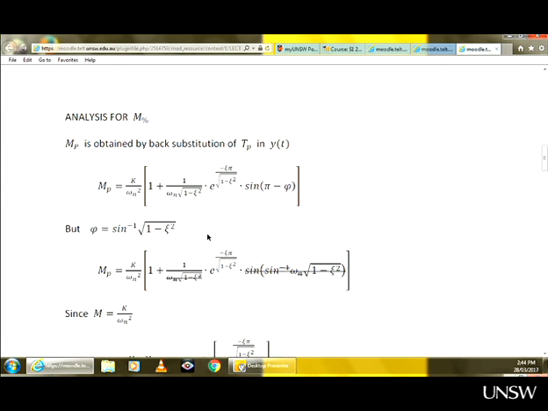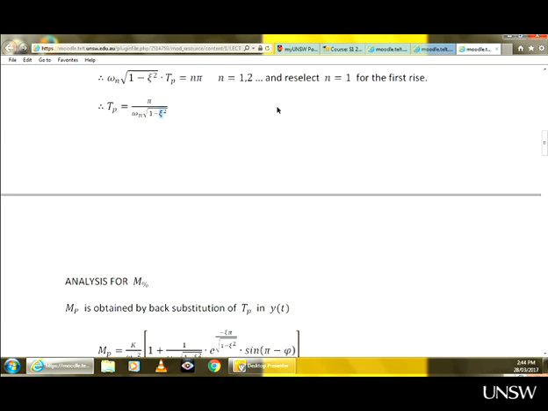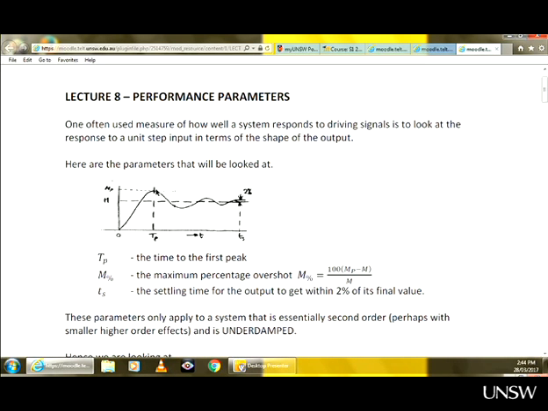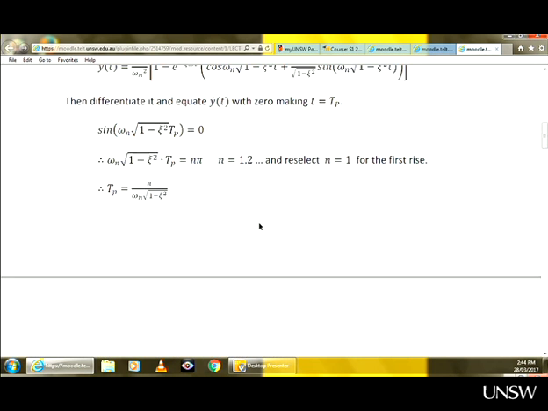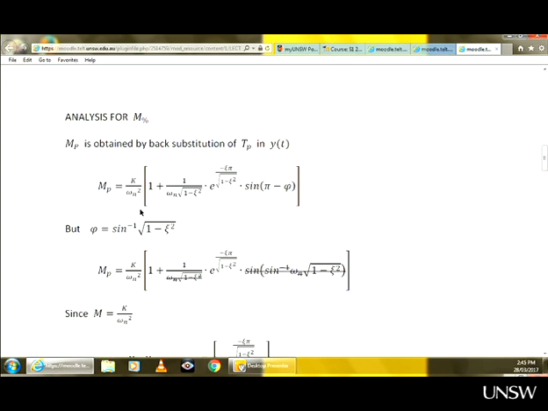Okay, now percentage overshoot should be simple. So we want to find now the peak value. So if you know the value of time, we just substitute Tp into the expression for y of t, and we'll get the peak. We'll get the maximum. Okay, so back to this expression, wherever you have time t, you should put the expression for Tp. Okay, so here is the expression for Mp.